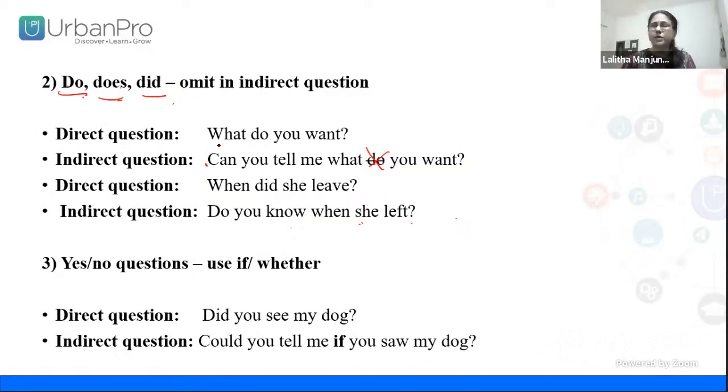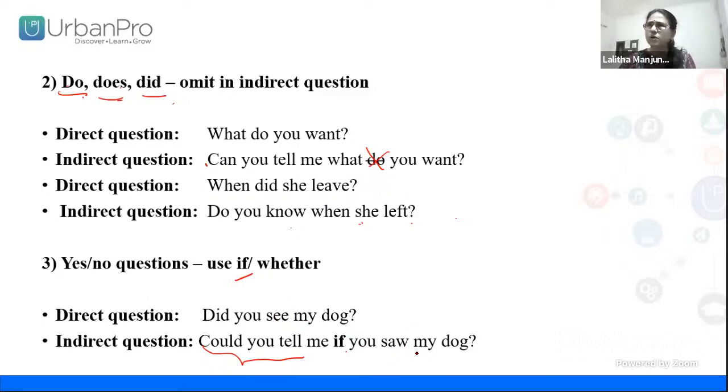See, these are WH questions, right? What do you want? When did she leave? What if you have yes, no questions? Did you see my dog? To convert this into an indirect question, I have to add this introductory phrase: Could you tell me? Then I have to add these words, if or whether. So, could you tell me if you saw my dog? Why? Because this is the statement order.